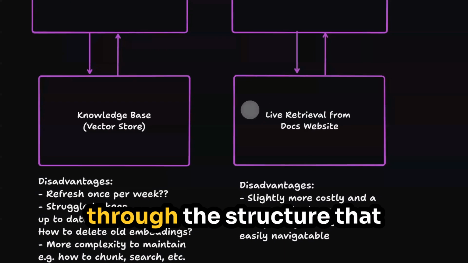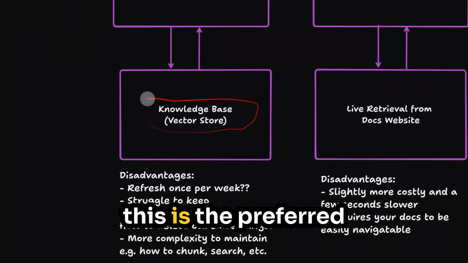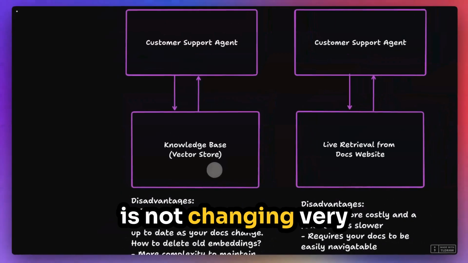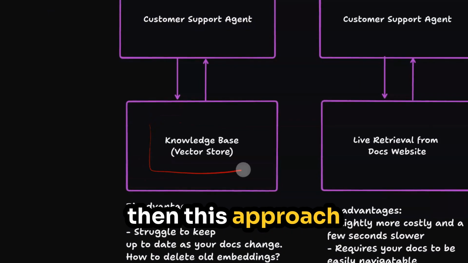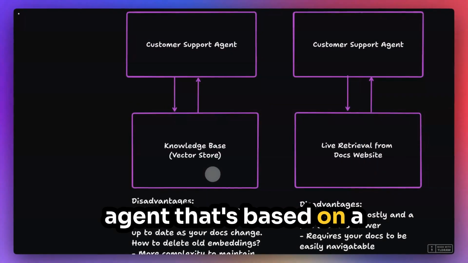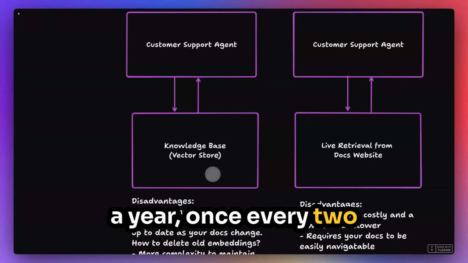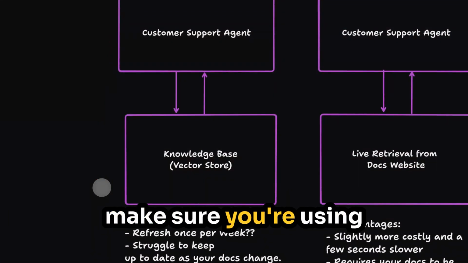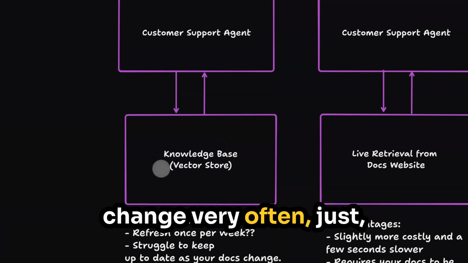Now, before we go through the structure that we're going to use today, I want to say that there are still use cases where this is the preferred approach, right? For example, if your documentation is not changing very often, let's say you only change it once a month, then this approach makes sense, right? If you're doing a customer support agent that's based on a PDF policy or something like that, and that PDF policy changes once a year, once every 2 years, then this is fine. Just use it, right? You really just want to make sure you're using the right tool for the job. So if your source document or the knowledge base information doesn't change very often, just stick with this.